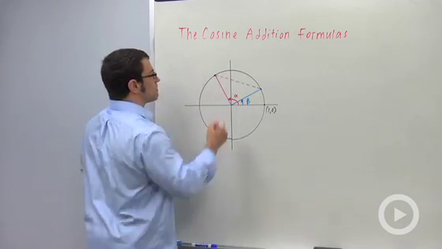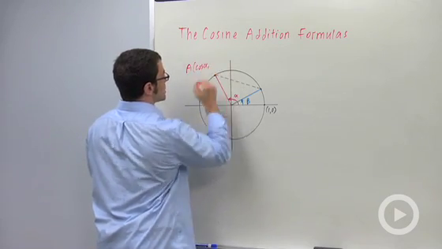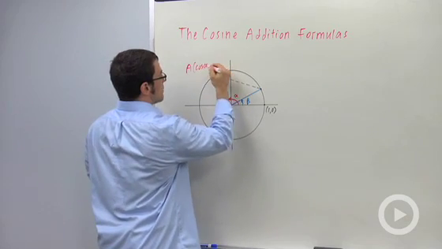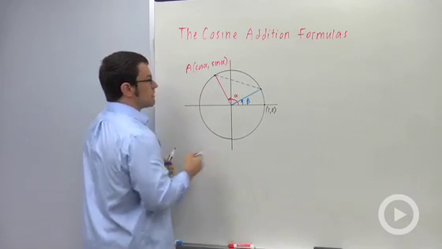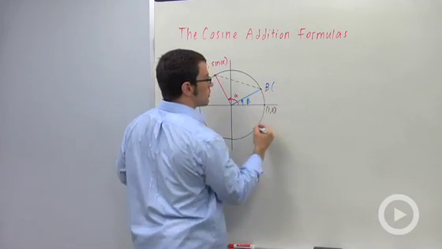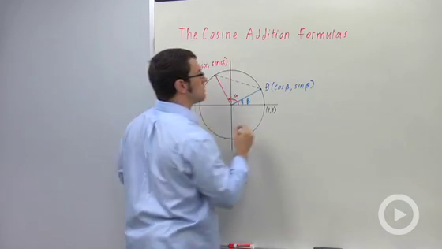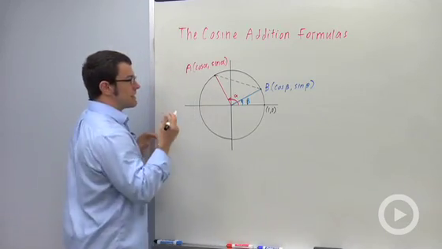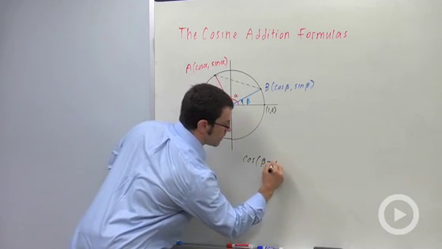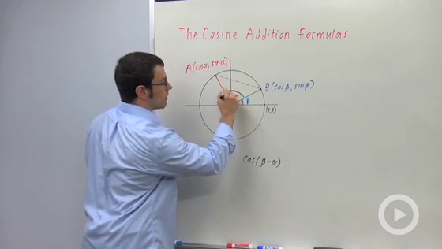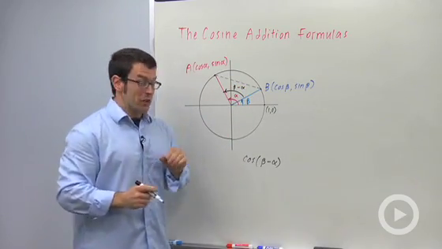So, for example, for alpha, I would need to know the coordinates of point A. The first coordinate, cosine alpha, tells me the cosine of the angle, and the second coordinate tells me the sine of the angle. And down here, for point B, the first coordinate tells me the cosine of the angle, and the second coordinate gives me the sine of that angle. What I'm interested in finding out is, can I use that information to find the cosine of beta minus alpha, this angle? And it turns out that you can, although the proof is a little tricky.